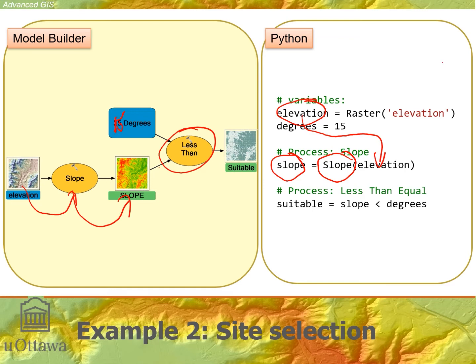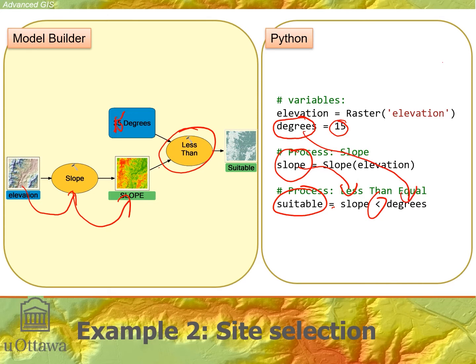And this is okay to have in Python because a small s and a big S mean two different things altogether, because Python is a case-sensitive language. So we now have slope as a raster variable, and we have degrees up here representing 15 as a constant variable. So our suitable region will then be equal to slope less than degrees, which is 15 in this case. And that will produce the same result as the cartographic model.